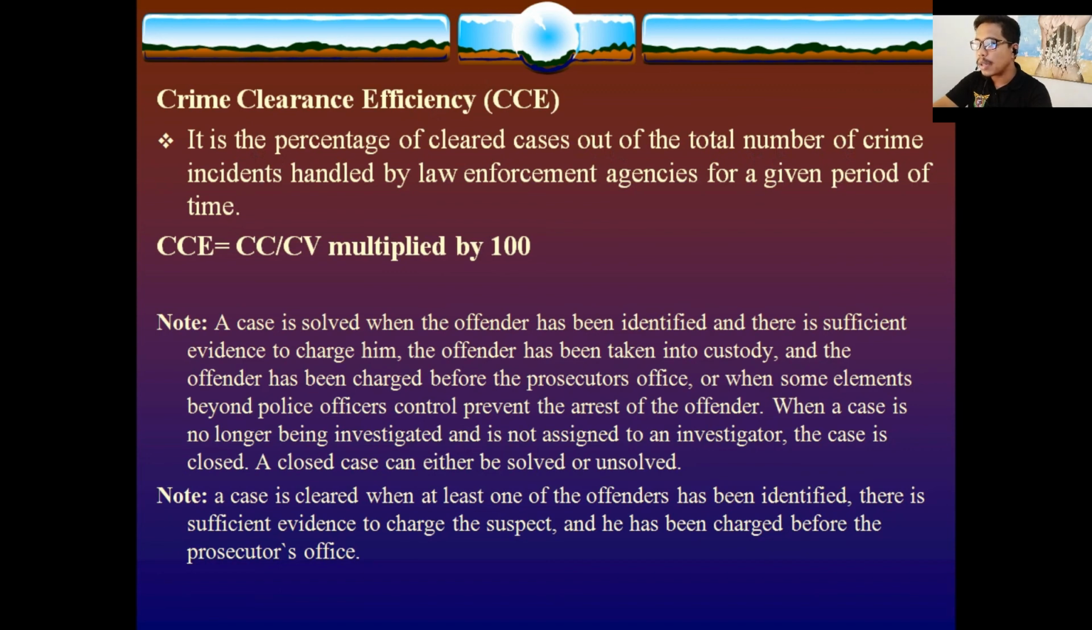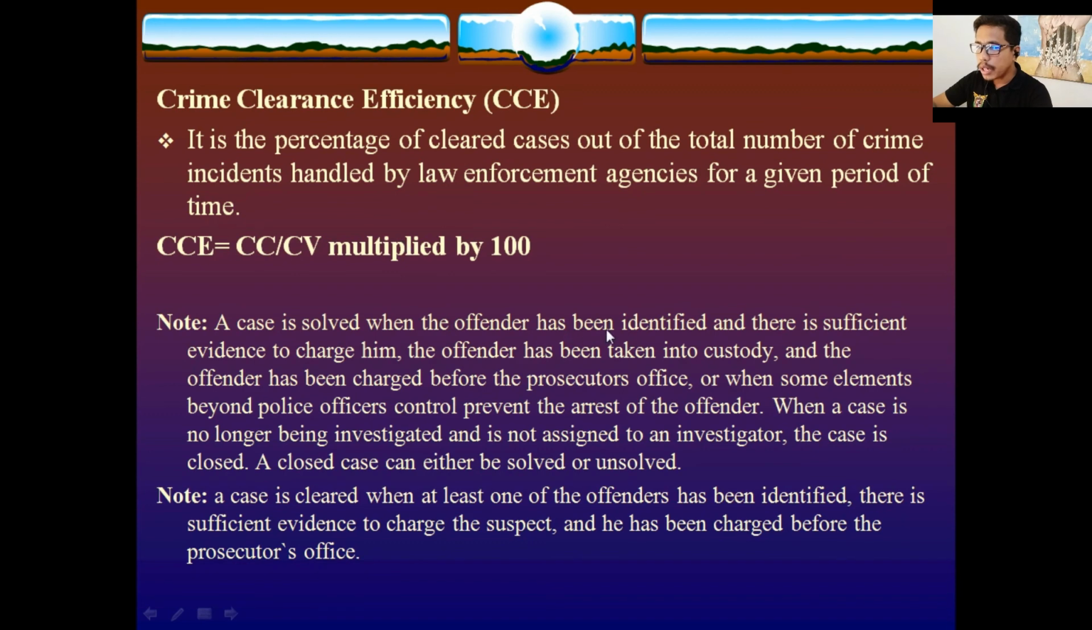In the previous, what is given importance are solved cases. So in this case again, cleared cases divided by the crime volume, you multiply it by 100, that is your CCE. Now, for us to understand when we can say that a crime is case closed or case cleared, let us find out the explanation on your screen.